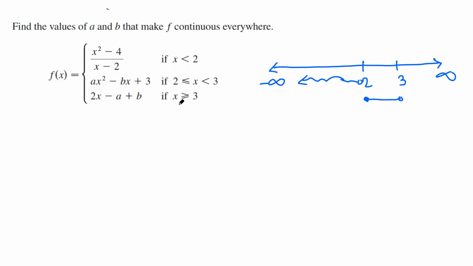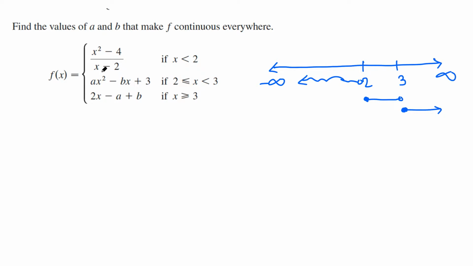And for x bigger than or equal to 3, 3 and bigger, on this domain, we have another polynomial. And we know that polynomials are continuous everywhere. So this piece is continuous everywhere. Everywhere means in its domain. And this is also continuous in its domain. And this rational function is also continuous in its domain.